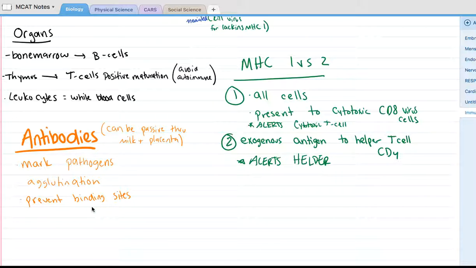Helper T cells, there's two types, which secrete lymphokines. There's Th1, which is secretion of interferon, which activates the macrophages. Th2 activates the B cells, which is primary in parasitic infections.